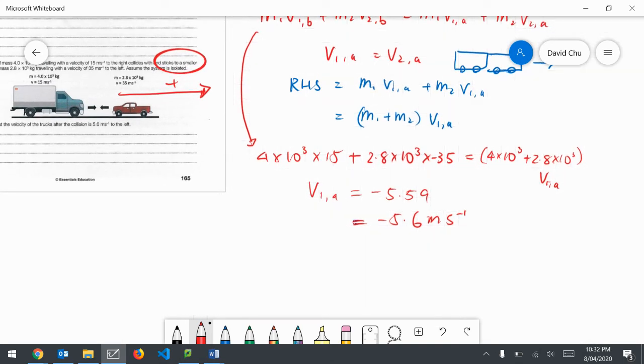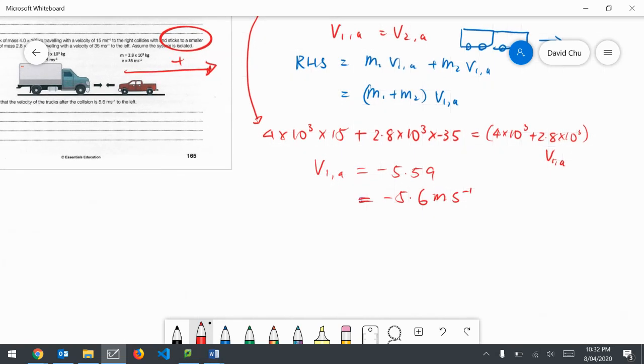And that will show that the EK before doesn't equal EK afterward. In fact, EK afterwards is going to be smaller than EK before, because you lost some energy in the collision. So sometimes I call this one a sticky collision, but we're just going to stick to the fact that this is an inelastic collision.